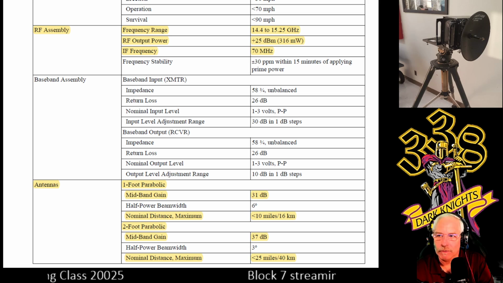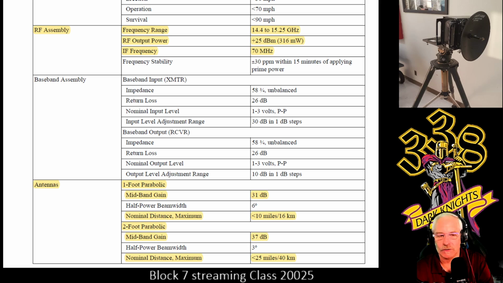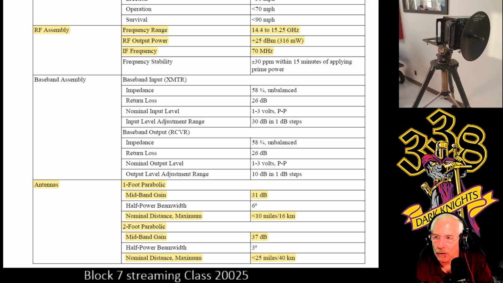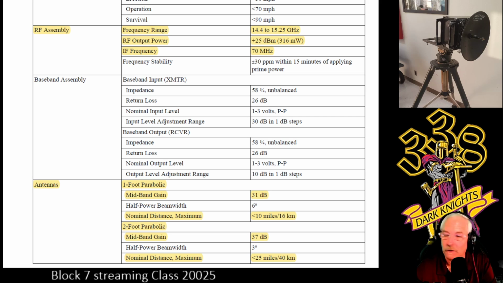The nominal distance, which is maximum, I do want to point out, look at that sign in front of the 10 miles. That's a less than sign. Don't get confused with, oh, 10 miles. No, it's actually less than 10 miles. How they arrived at that, I don't know. My guess is under the right conditions, it could actually go just a little bit farther. It may not.